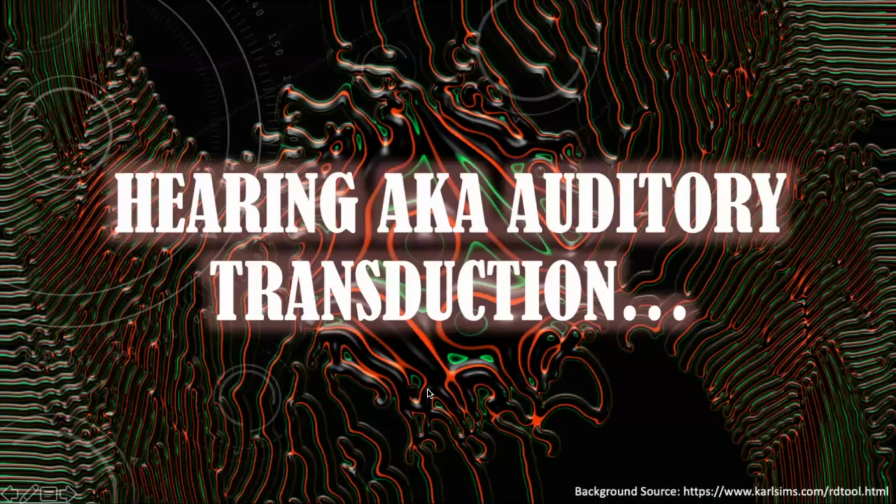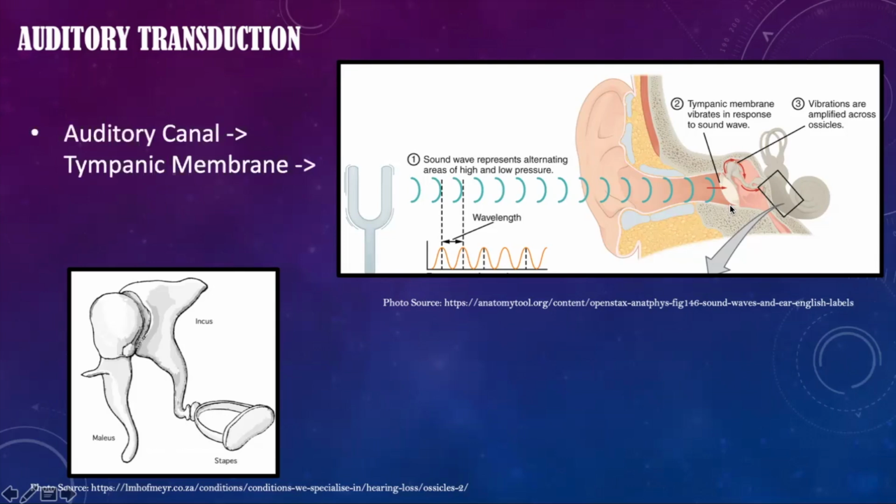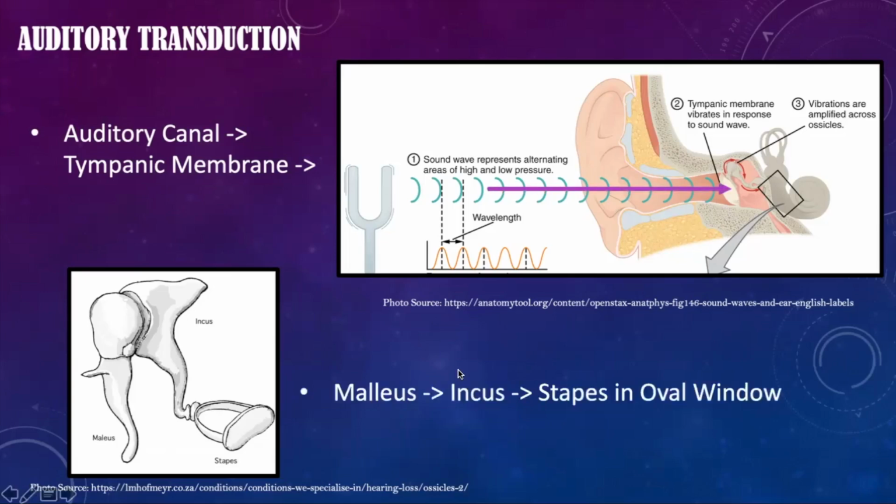Diving deeper, let's talk about hearing in more detail: auditory transduction. Hearing obviously starts with an external sound. The sound waves move into the auditory canal and vibrate the tympanic membrane. Like I explained, the malleus is fixed on the tympanic membrane, so when the tympanic membrane vibrates, these three connected ossicles also vibrate. And the stapes, which is connected to the cochlea at the oval window, starts to move like a piston in that oval window.